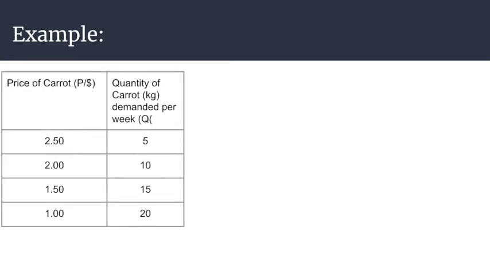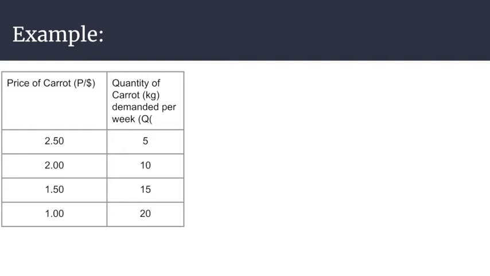To understand the idea of demand, it is easier to look at a specific graph or a specific example. In this slide, we can see on the left a very small table representing the quantity of carrot for its respective price. At 5 kilograms, the cost for the carrot is $2.50. For 10 kilograms, it's $2. For 15 kilograms, it's $1.50, and for 20 kilograms of carrot, it's a $1 price.